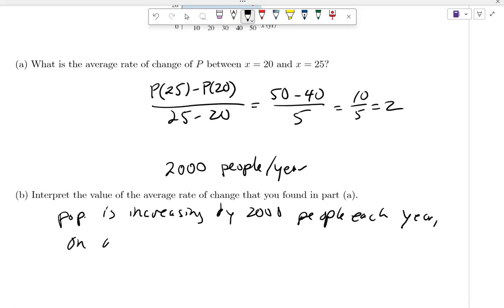And that's an average, right? Maybe sometimes it's increasing a little bit faster. Sometimes it's increasing a little bit slower. But overall, on average, it should be increasing by 2,000 people per year.